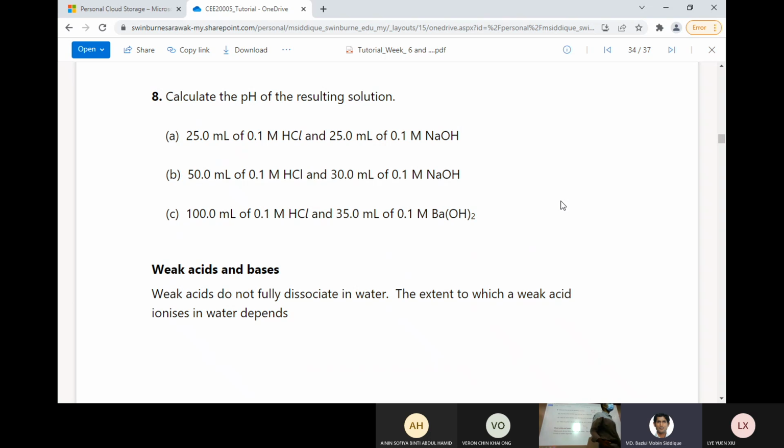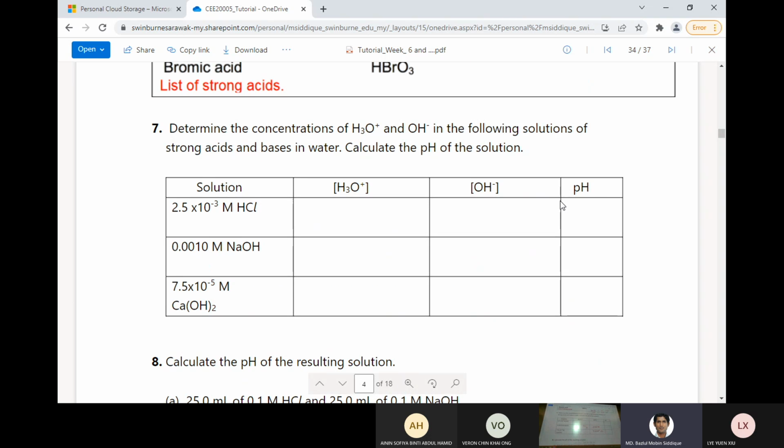Can I have a question? Yeah, sure. Just now, the hydronium ion, right? To find it, is it just hydroxyl ion squared over hydroxyl ion concentration? To find the concentration of hydronium ion, which one? The last one, calcium hydroxide. This is the one you're talking about, right?